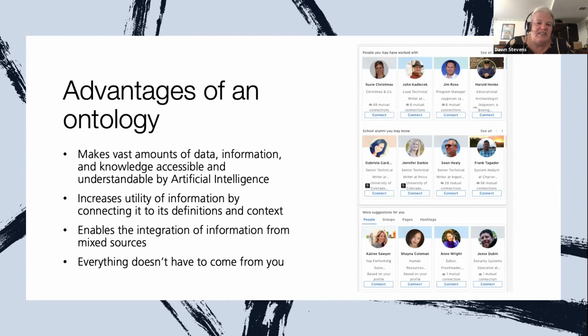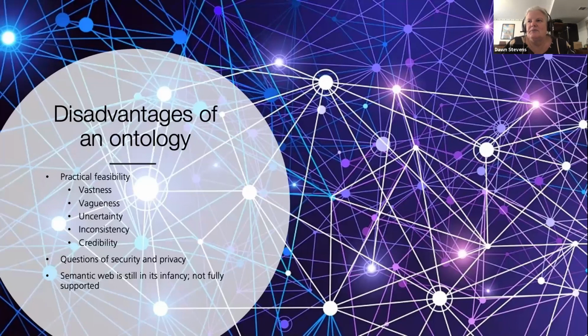Now, the disadvantages ultimately is still practical feasibility of it right now. From the idea of the semantic web, there's so much information out there. There's so much duplicate information out there. There's so much conflicting information out there. How do you really know what to connect to and what is a good source and that type of thing? Kind of brings into account whether this is really practically feasible on a large scale.